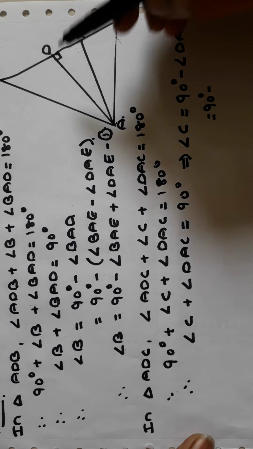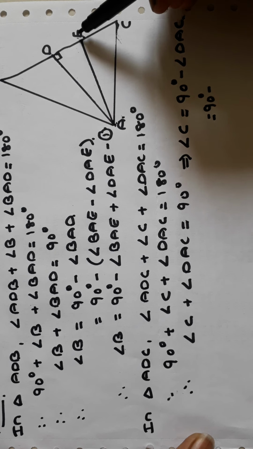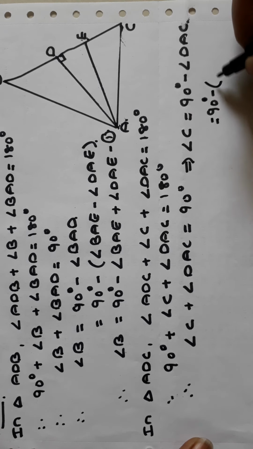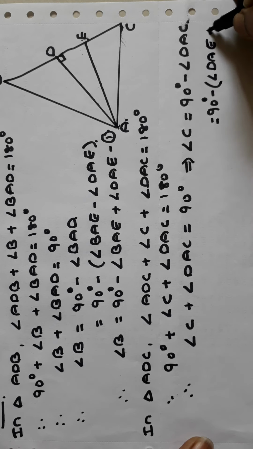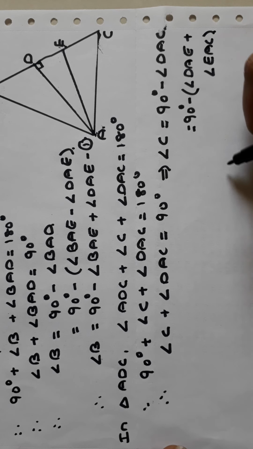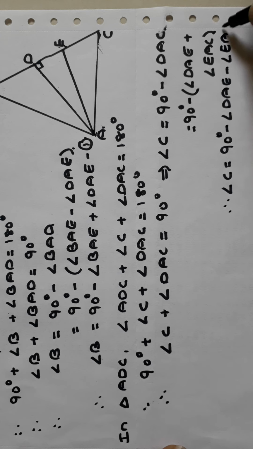Now look in the figure. Angle DAC is angle DAE plus angle EAC. Angle addition property. Angle DAE plus angle EAC. Take minus inside the bracket. Minus angle DAE minus angle EAC. Second.